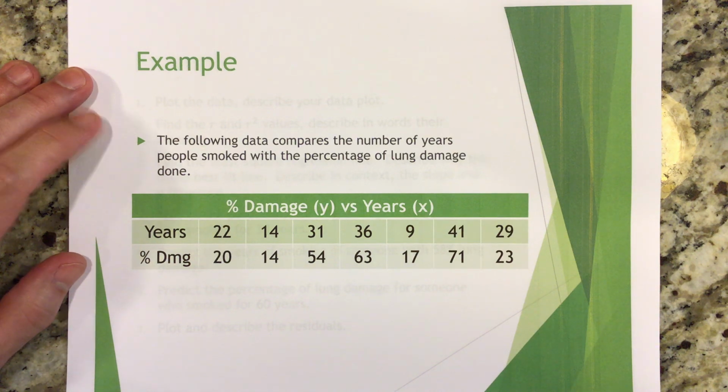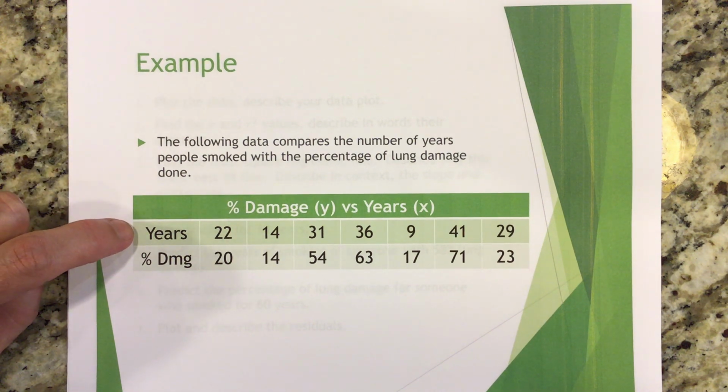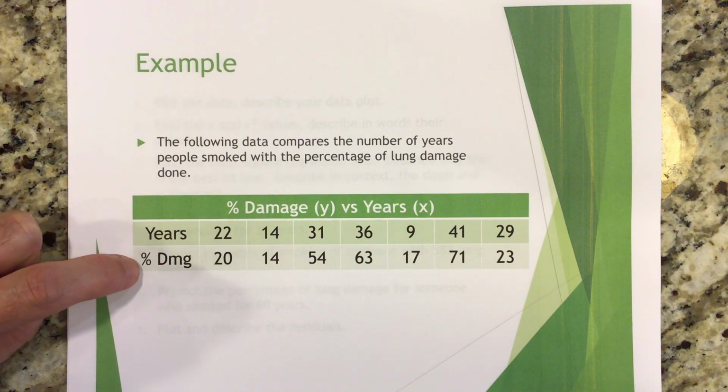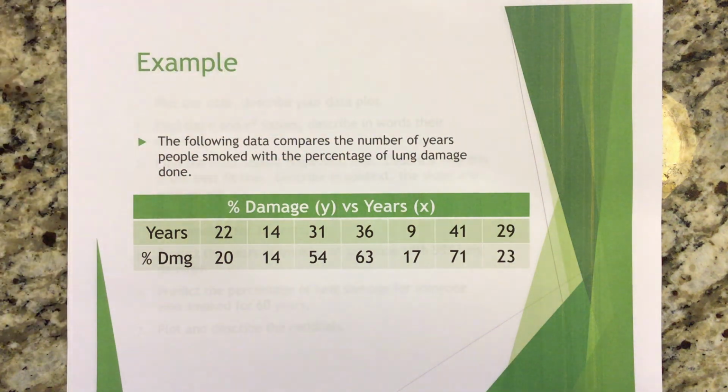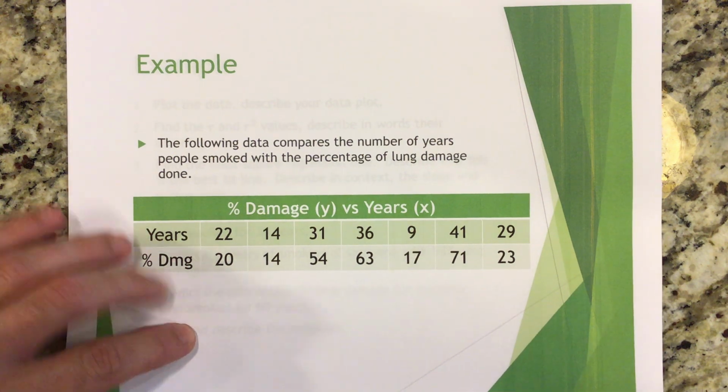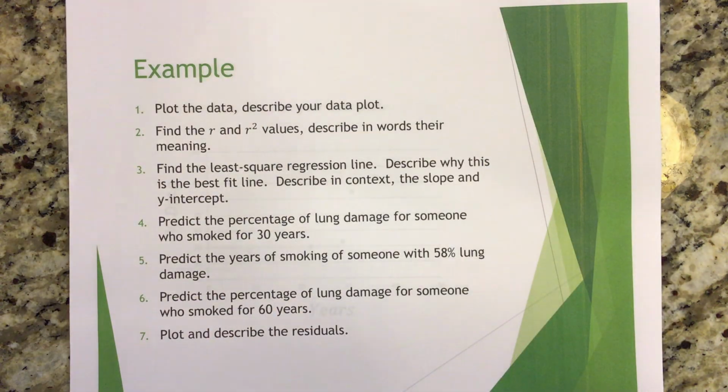Okay, I have some data here recording the number of years a person has smoked and the damage they've done to their lungs. I already mentioned in the data, we're going to call years the explanatory variable and damage the response. But if I hadn't told you that, hopefully you could figure that out on your own, that the number of years a person smokes will typically explain the amount of damage they've done, right? So enter the data in your calculator, and we're going to answer a bunch of questions.